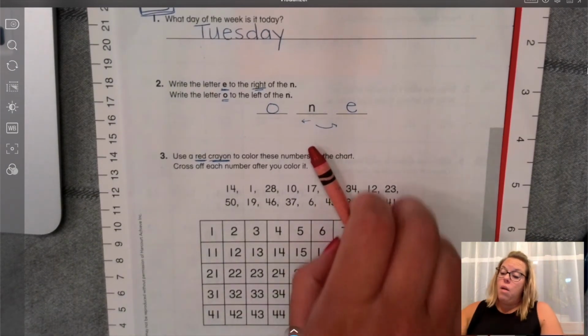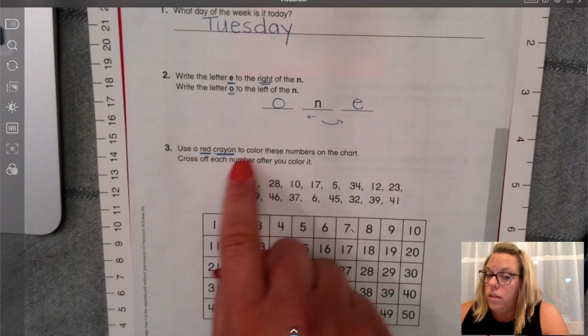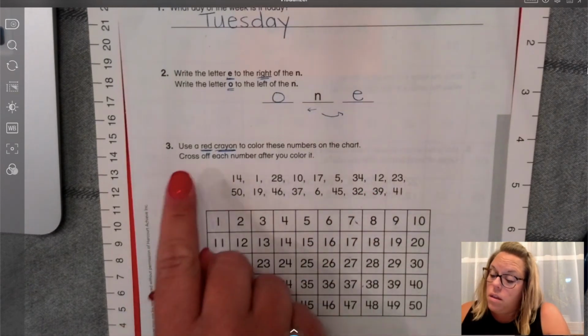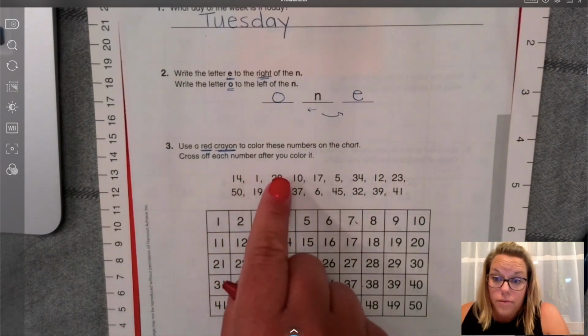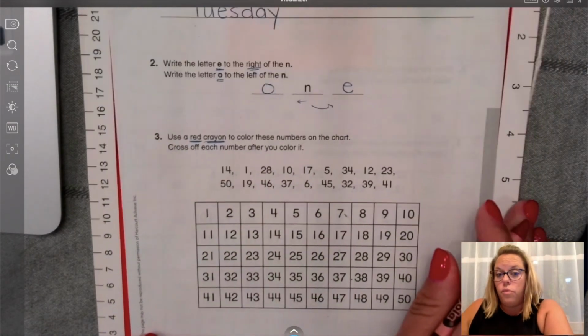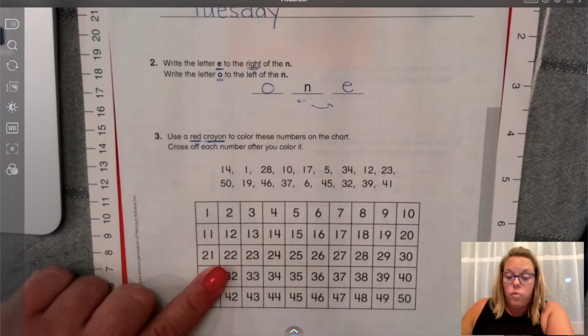All right. Now, here's the second part of the directions. It says, use the red crayon to color these numbers on the chart. All these numbers, we have to color them in. Then cross off each number after you color it. All right, here's our first number. 14. 1, 4, 14. So I'm going to go ahead and find number 14.